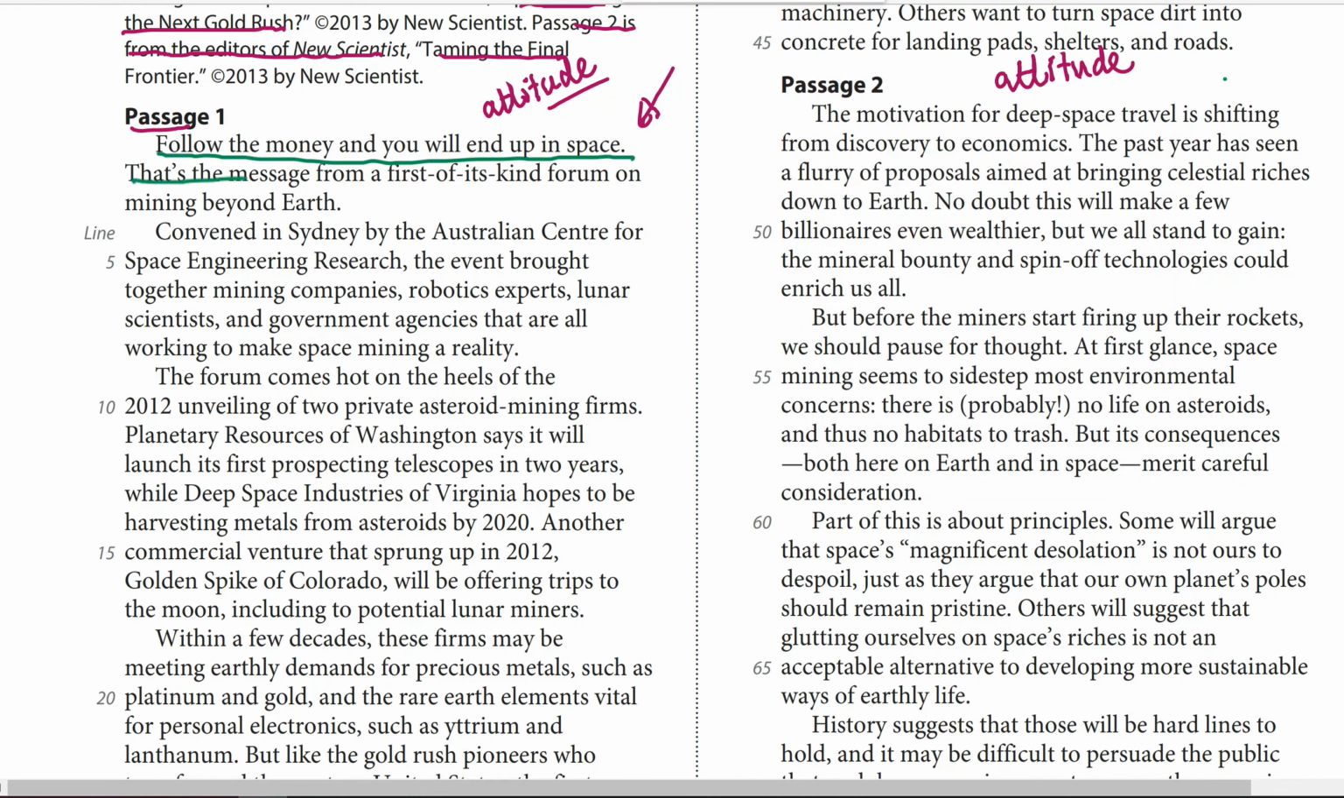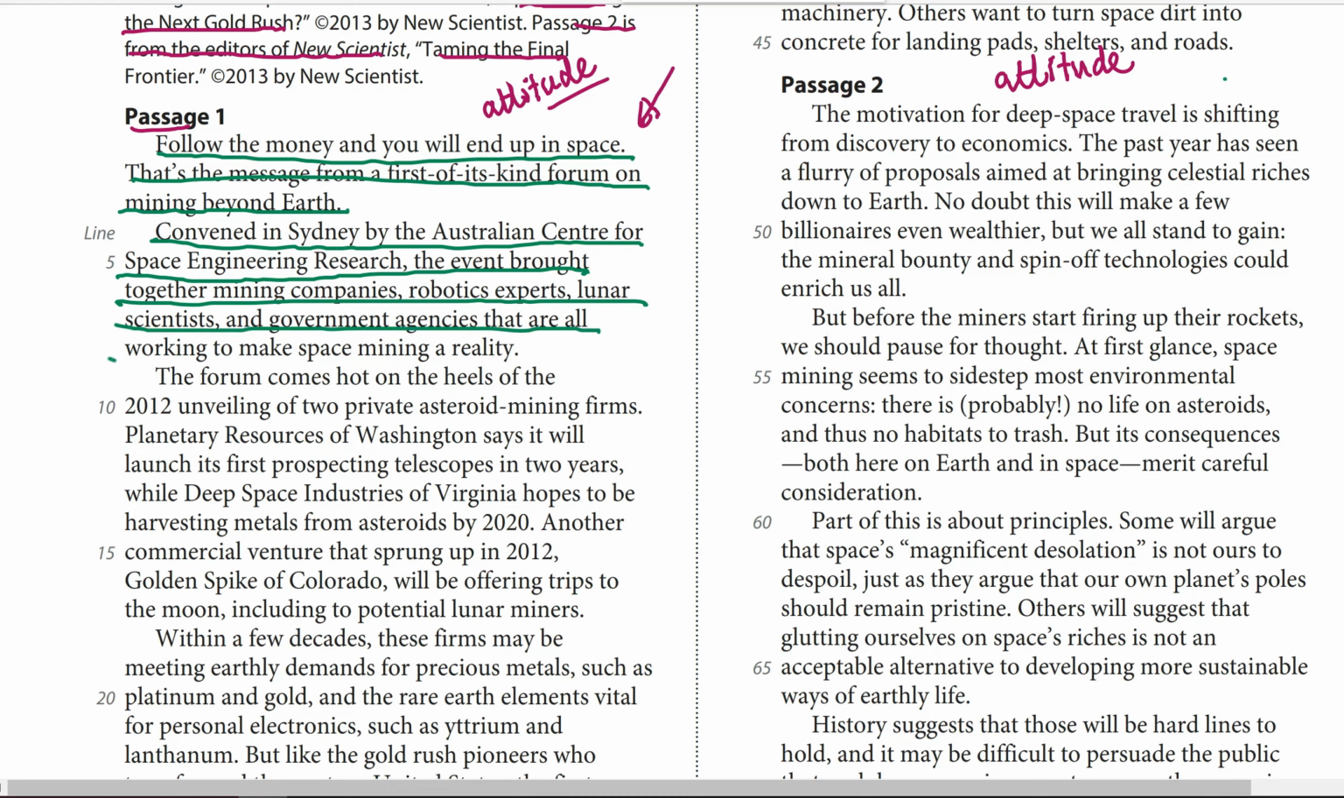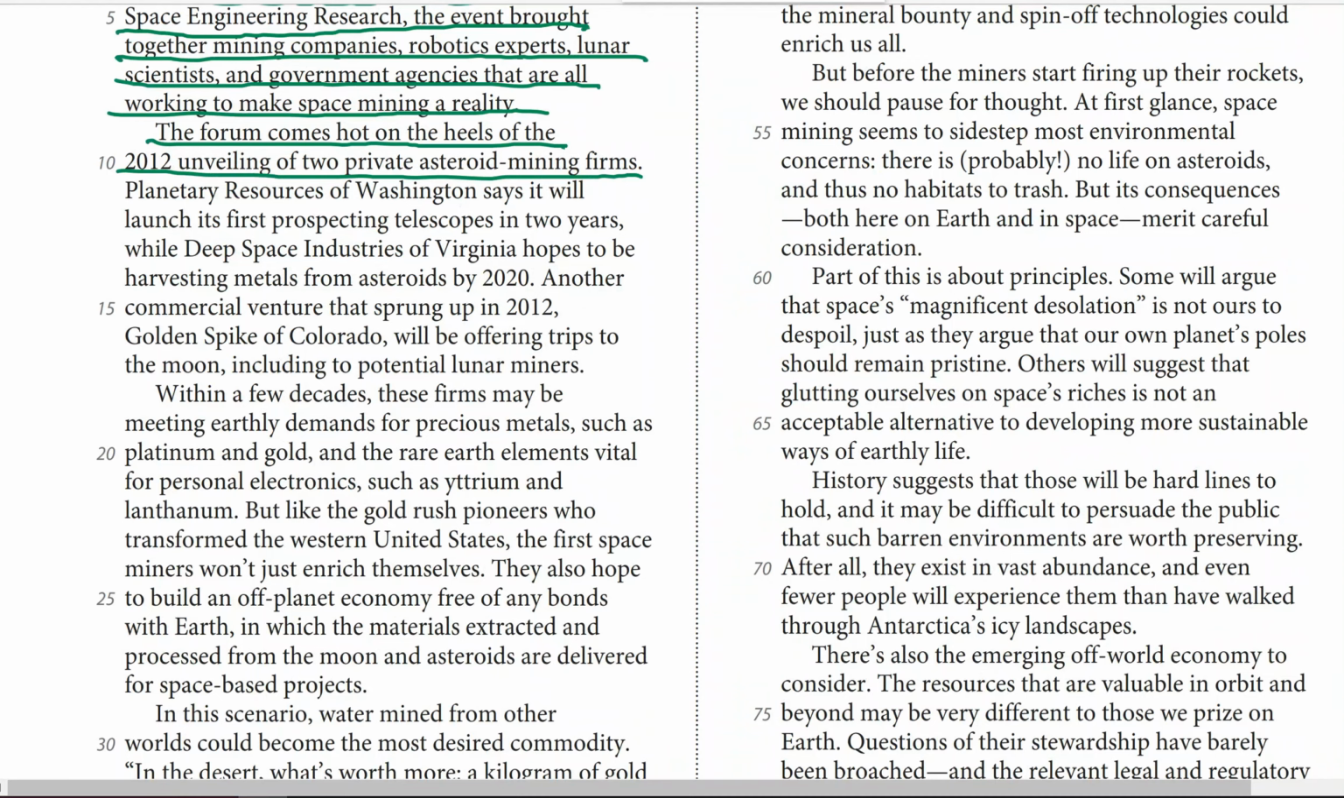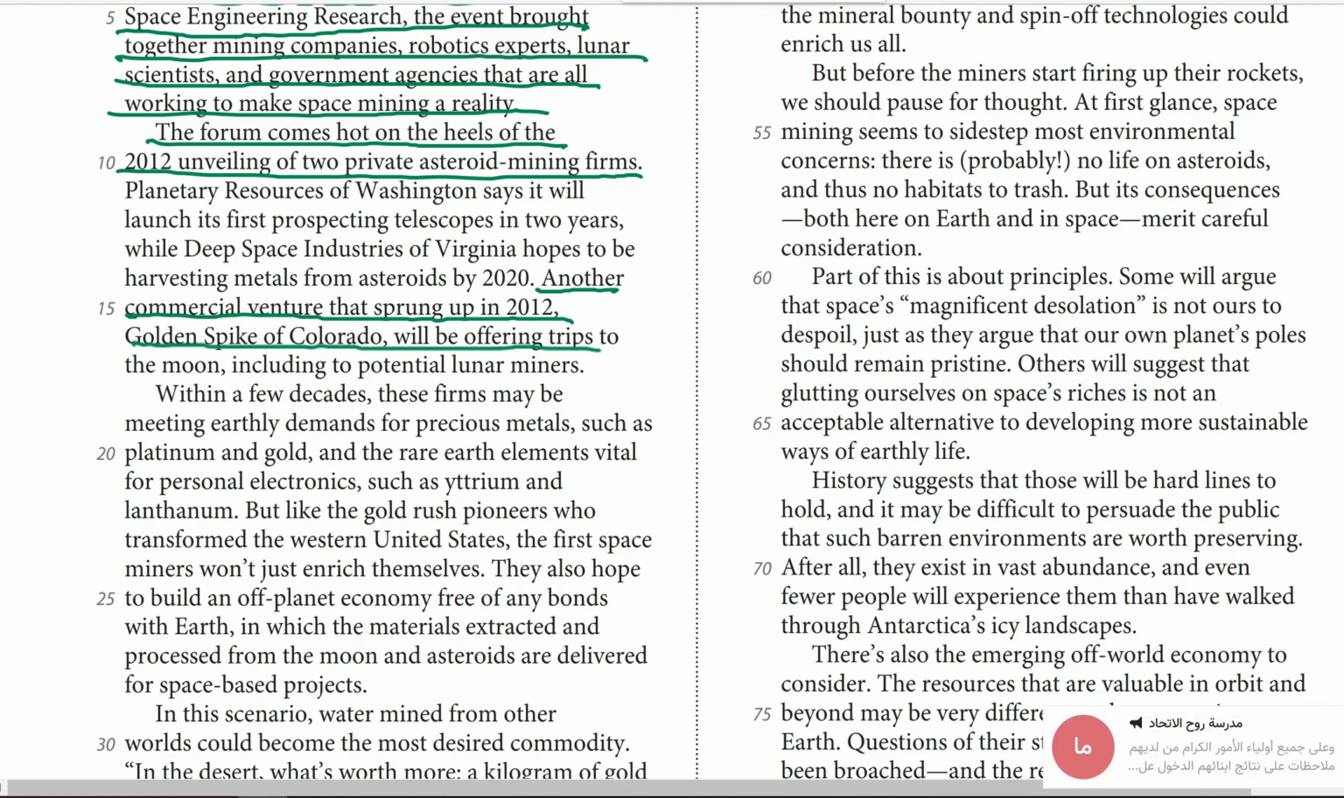This is the introduction. And I need people to have this kind of sensitivity as well. And then the first sentence in that paragraph, which ends here, it's a whole paragraph. Then we have another sentence here in the new paragraph. Okay, and then I'll go to the end of the paragraph and start from here: Another commercial venture that sprung up in 2012, Golden Spike of Colorado, till the end.